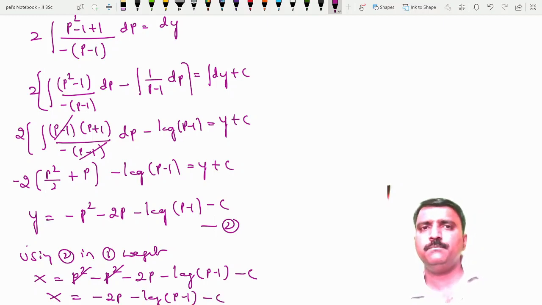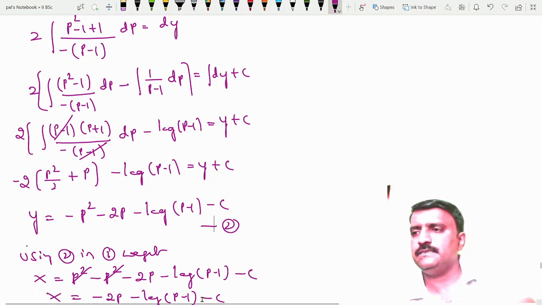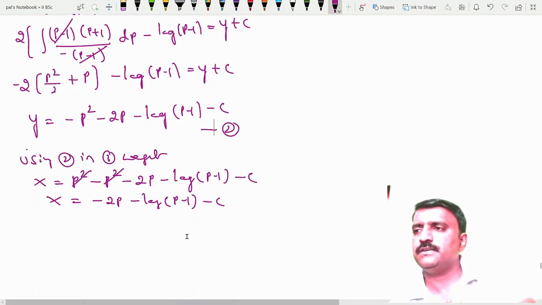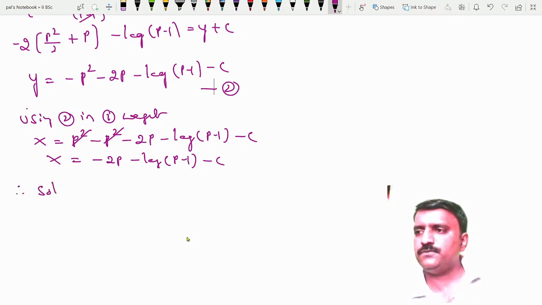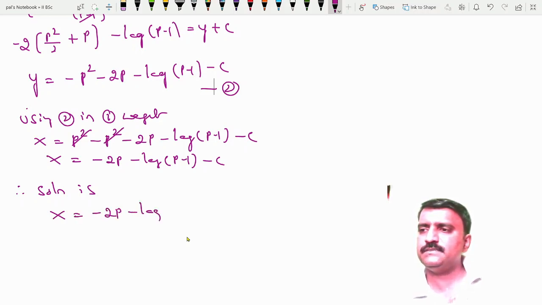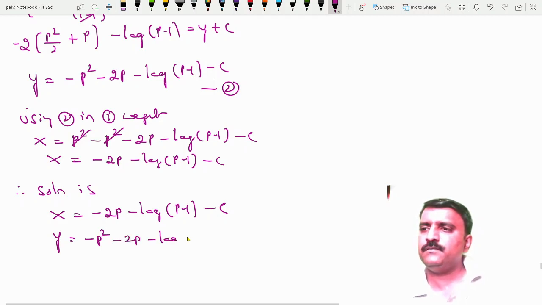So therefore the complete solution, that is, clubbing the two together, is the complete solution. Therefore the solution is x is equal to minus 2p minus log of p minus 1 minus c, and y is equal to minus p square minus 2p minus log of p minus 1 minus c.